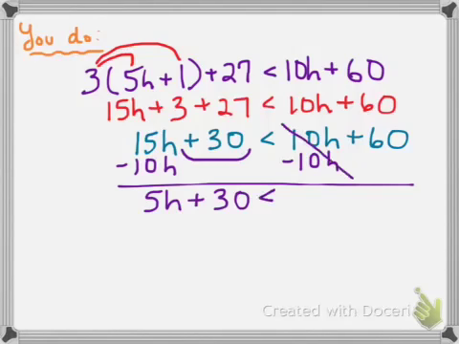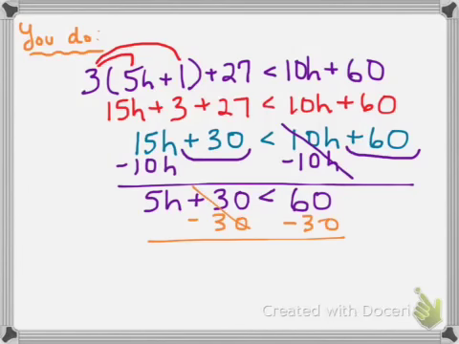The 10h minus 10h cancels out. And then I'll bring down this 60. So plus 60 I know is positive 60. So the next thing I want to do is, now I see that it's a two-step inequality, so I want to subtract 30 from both sides. And then I have 5h is less than 30, so now it's one step.